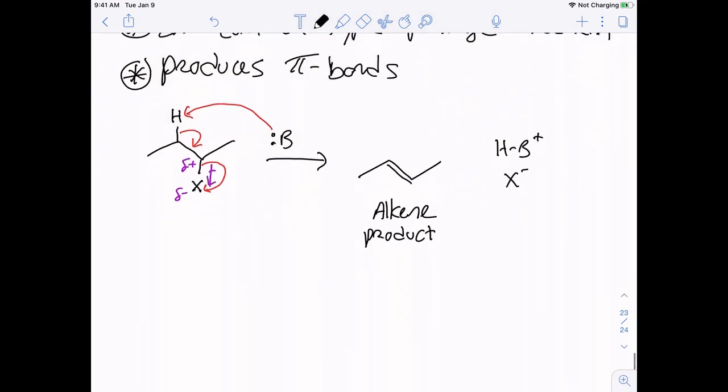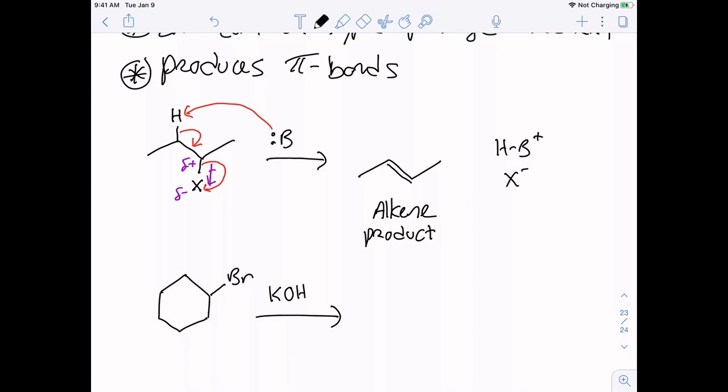Kind of a real example. Let's use a cyclic one, and I'll put a bromine on there. And then let's use KOH, right? Potassium plus hydroxide with its negative charge. The potassium we don't care about, so OH minus is my base. And we would end up with that alkene.